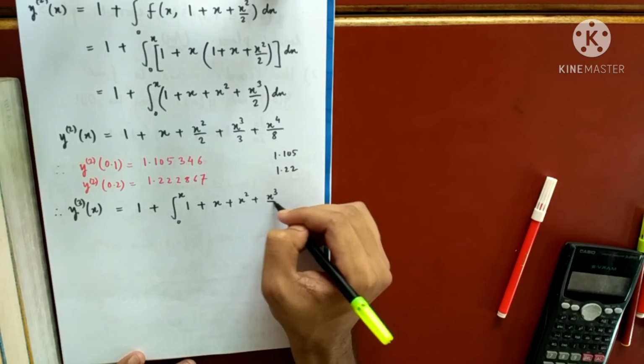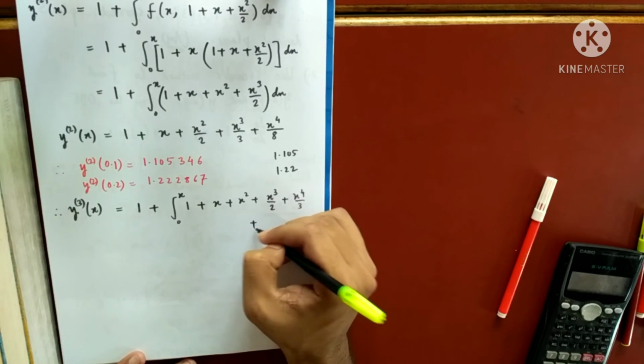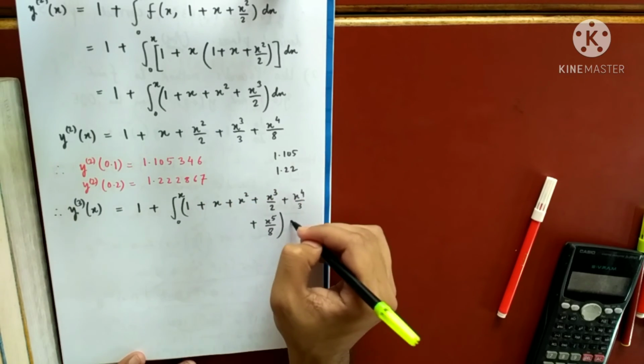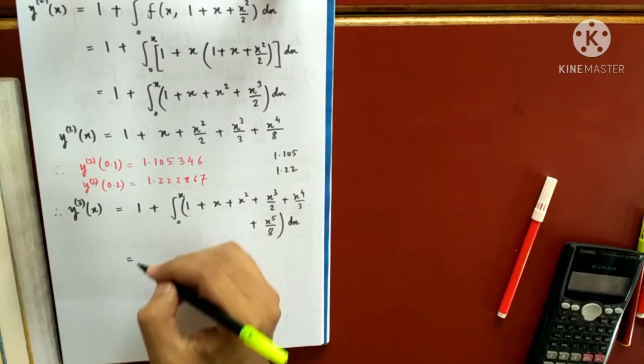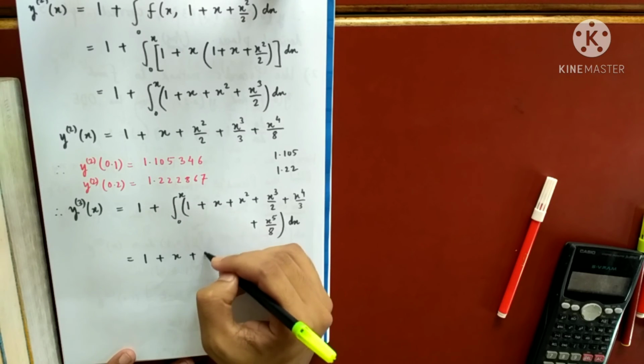I'll multiply everything by x. So this will become x. This will become x square. This will become x cube by 2. This will become x to the power 4 by 3, and this will become x to the power 5 by 8. So we are ready to integrate. Let's integrate this very quickly.